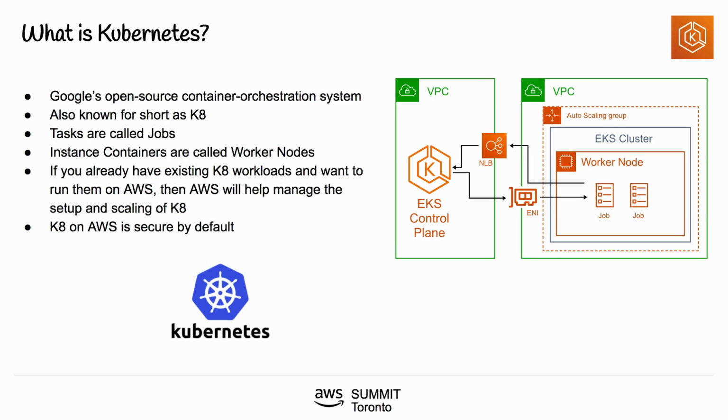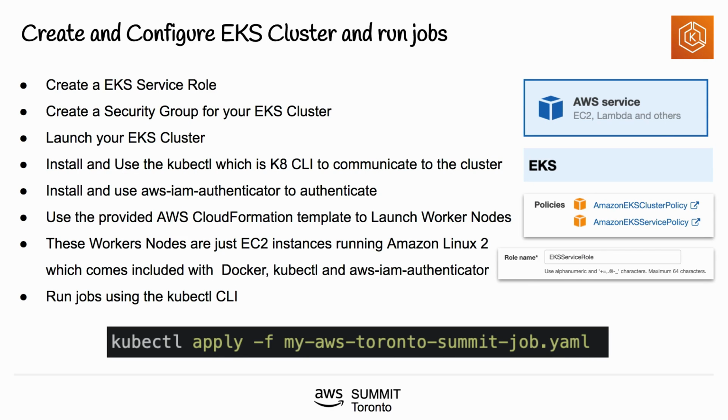Now, to actually set up an EKS cluster, you're going to have to first create an EKS service role. You're also going to have to create a security group to launch that EKS cluster in. Once you've launched that EKS cluster, you're going to want to install and use kubectl, which is the K8s CLI, to communicate with that cluster on your local development machine. You're also going to want to install AWS IAM Authenticator to authenticate. And to launch the actual worker nodes, which are like container instances, AWS provides you a CloudFormation template to launch those instances, okay?